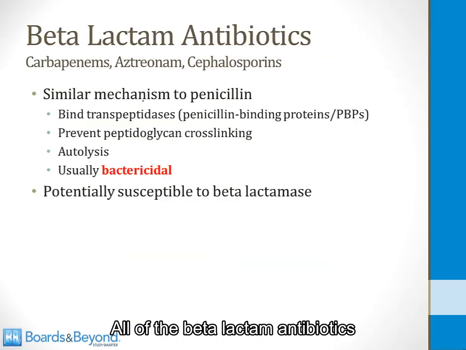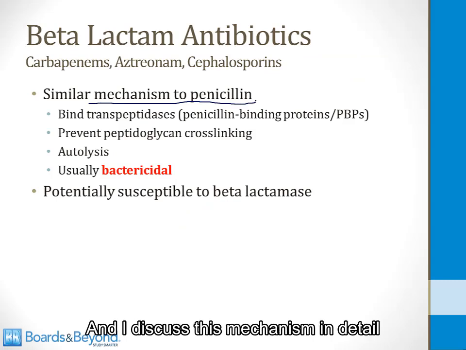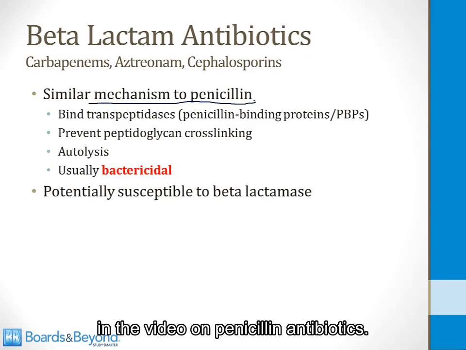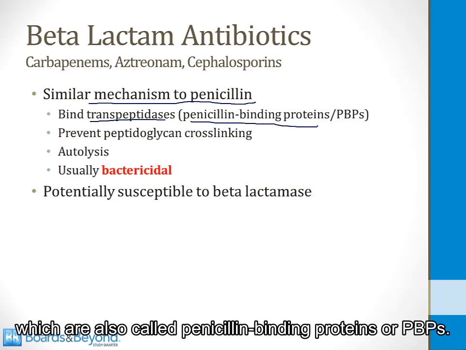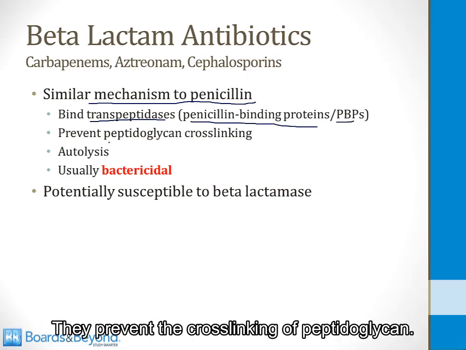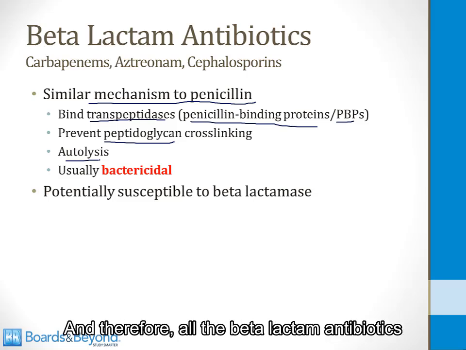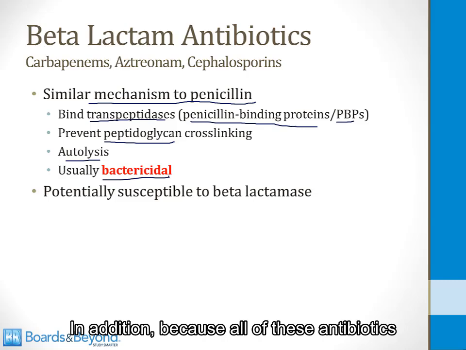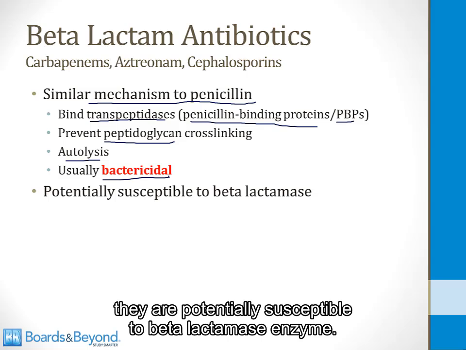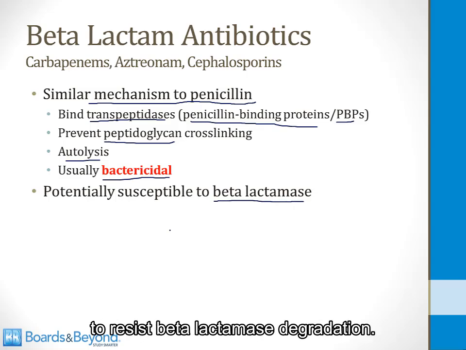All of the beta-Lactam antibiotics have a similar mechanism of action to penicillin, and I discussed this mechanism in detail in the video on penicillin antibiotics. But all of the other beta-Lactams, just like penicillin, bind to transpeptidases, which are also called penicillin-binding proteins or PBPs. They prevent the cross-linking of peptidoglycan. This leads to autolysis of bacterial cells, and therefore all the beta-Lactam antibiotics are usually bactericidal. In addition, because all of these antibiotics possess a beta-Lactam ring, they are potentially susceptible to beta-lactamase enzymes, although as we will see, many of them are specifically designed to resist beta-lactamase degradation.